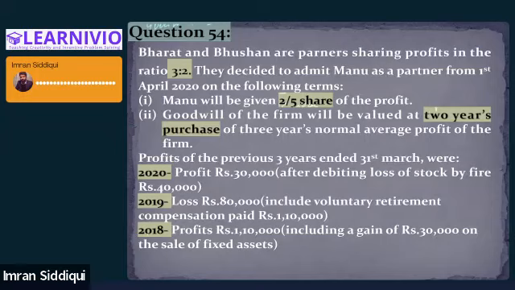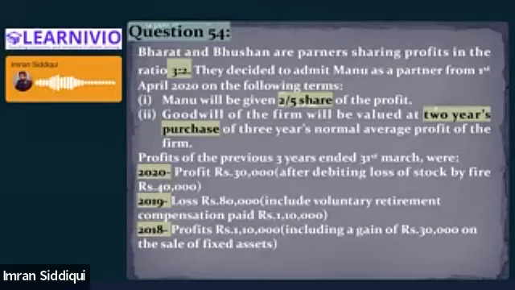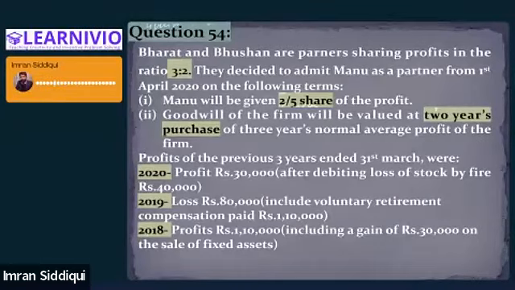Done, sir. Both of you done? Vanisha, Ritika? Yes, sir. Okay. Please tell me the answer you are getting. Sir, I got 1,20,000 as goodwill. 1,20,000 as the value of the goodwill, na? Yes, sir. And Vanisha, you are getting the same answer?